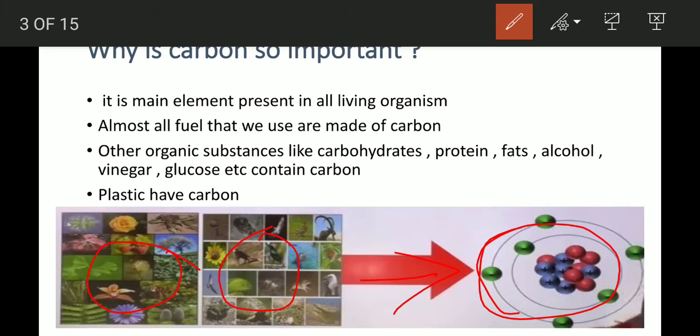See, this is the atom of carbon. It has 6 protons and 6 neutrons.